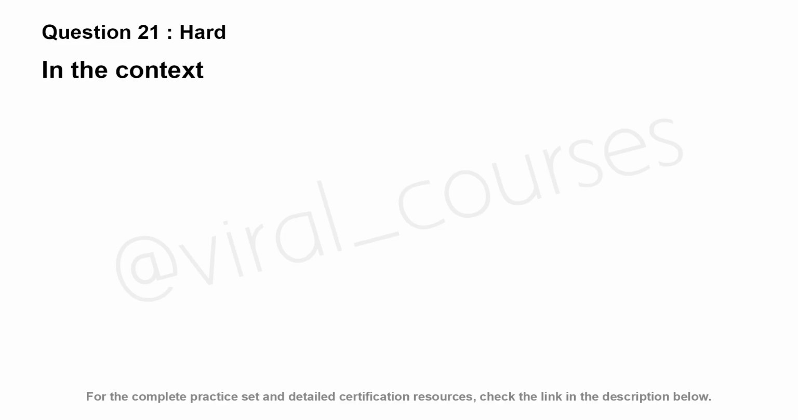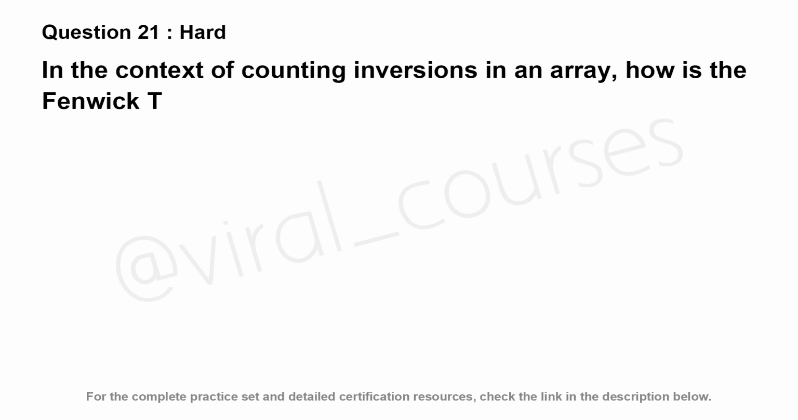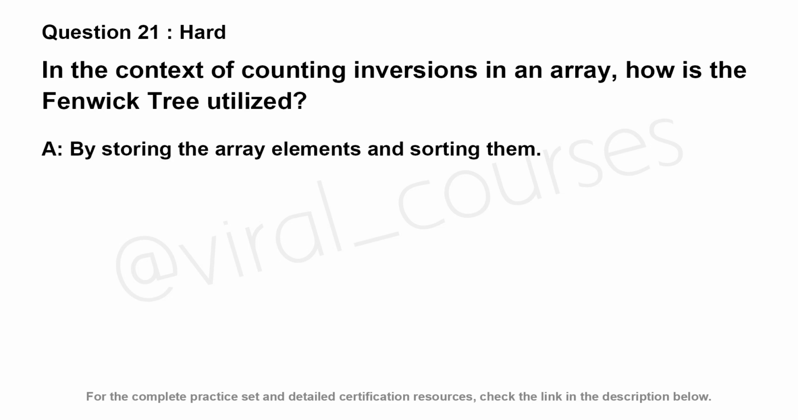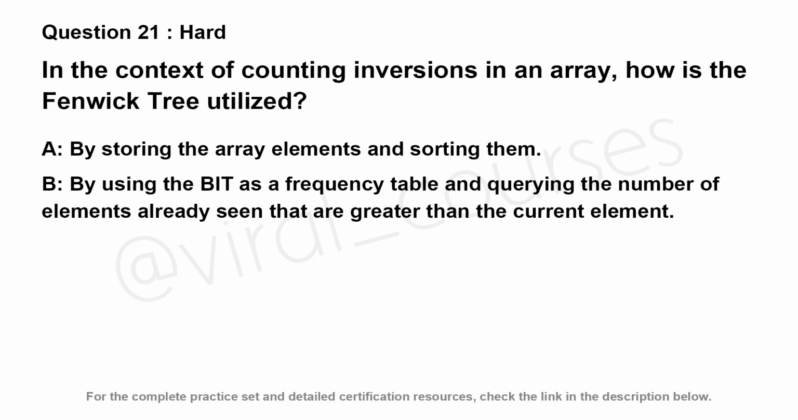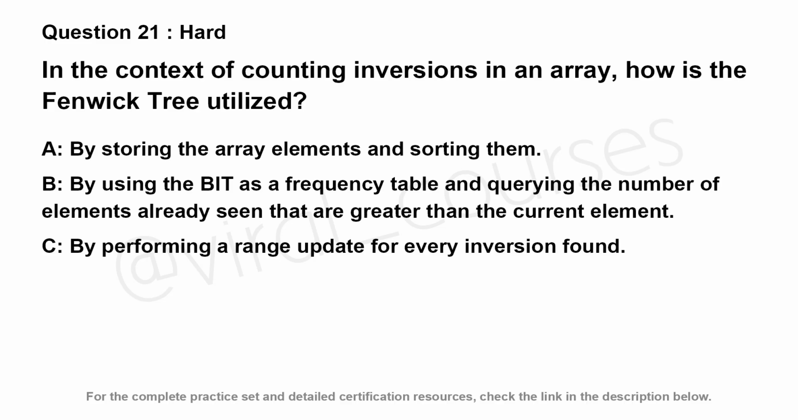In the context of counting inversions in an array, how is the Fenwick tree utilized? Option A, by storing the array elements and sorting them. Option B, by using the BIT as a frequency table and querying the number of elements already seen that are greater than the current element. Option C, by performing a range update for every inversion found. Option D, by building a 2D BIT of array indices.